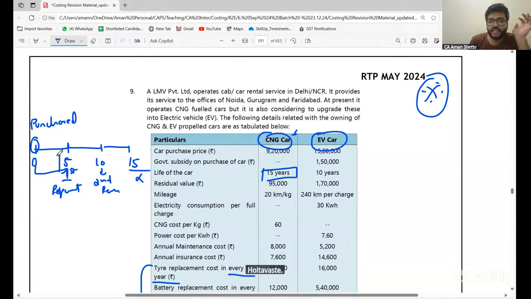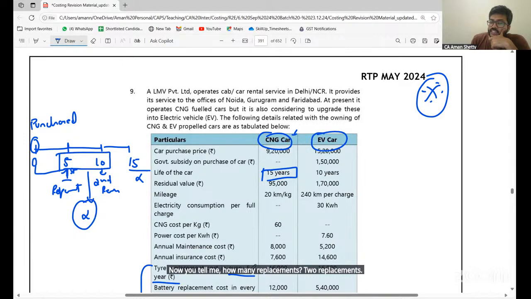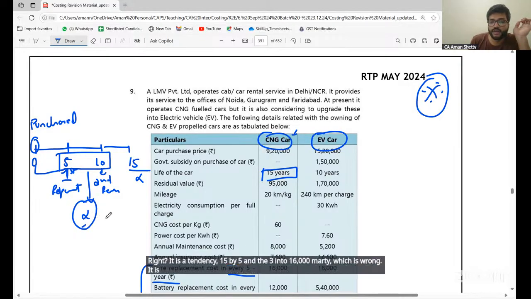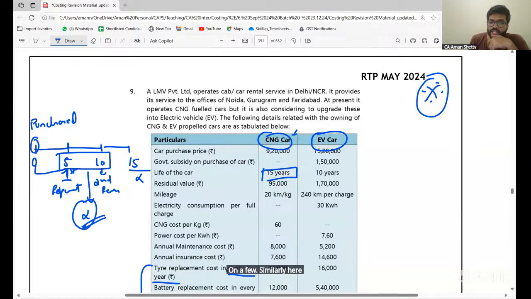Now you tell me, how many replacements? Two replacements. Right? It is a tendency to do 15 by 5 and then 3 into 16,000, which is wrong. It is only 2. Did you understand? Yes. All of you. Similarly here also, right? Tire replacement cost in every 5 years is 16,000. Life is 10 years. That means how many replacements? Only one replacement.